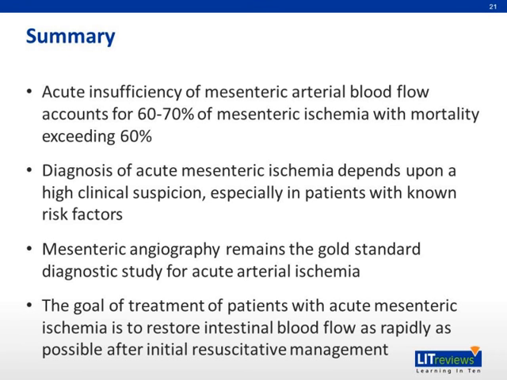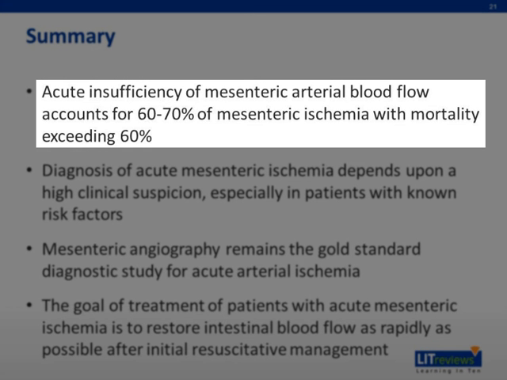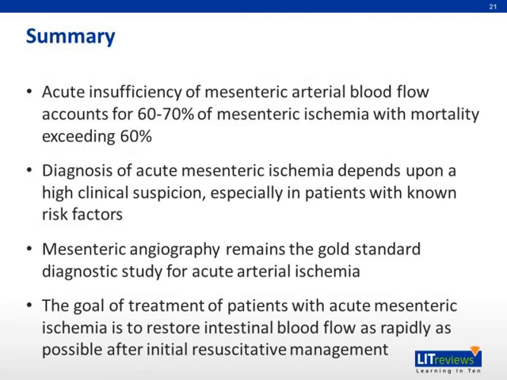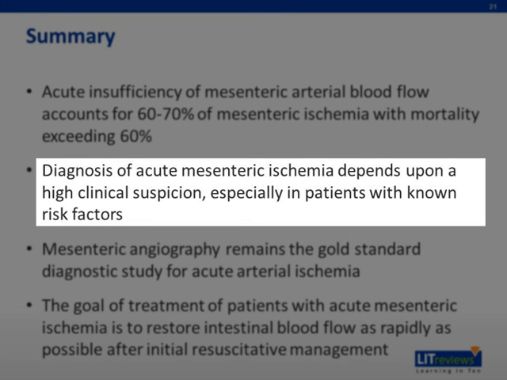In summary, acute insufficiency of mesenteric arterial blood flow accounts for 60 to 70% of cases of mesenteric ischemia, and this results in mortality rates exceeding 60%. The diagnosis of acute mesenteric ischemia depends upon a high clinical suspicion, especially in patients with known risk factors. Rapid diagnosis is essential to prevent catastrophic events associated with intestinal infarction.